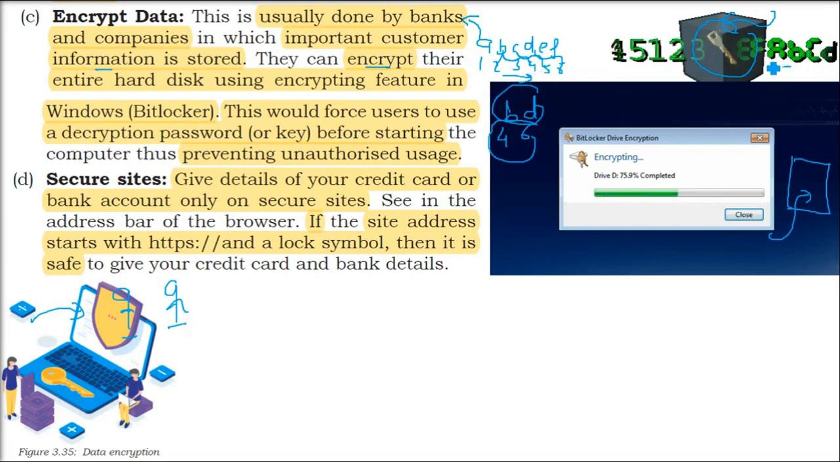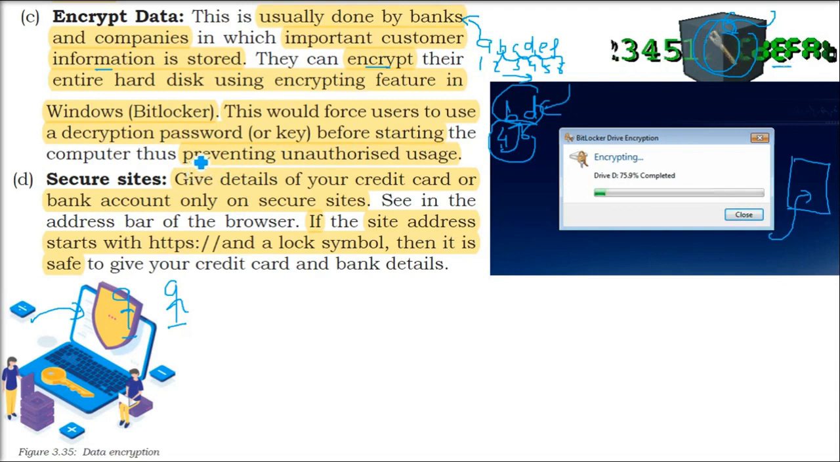But when somebody wants to really learn what you sent, 4 has to be converted to B, 6 has to be converted to D. That is called decryption. That is the reverse of encryption. And this decryption is just to prevent any kind of unauthorized usage.